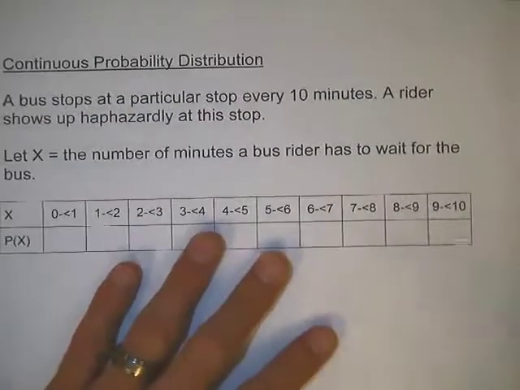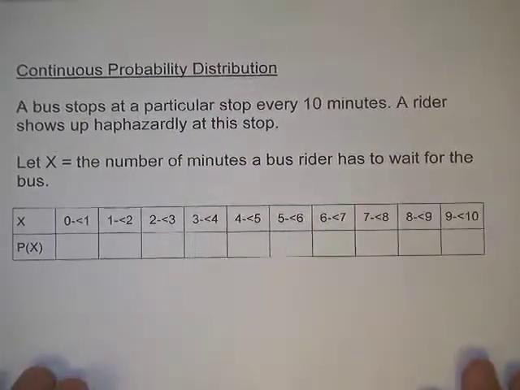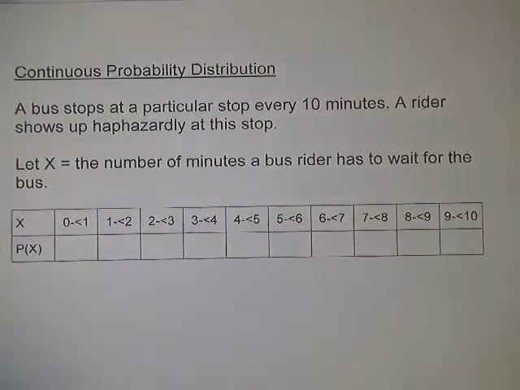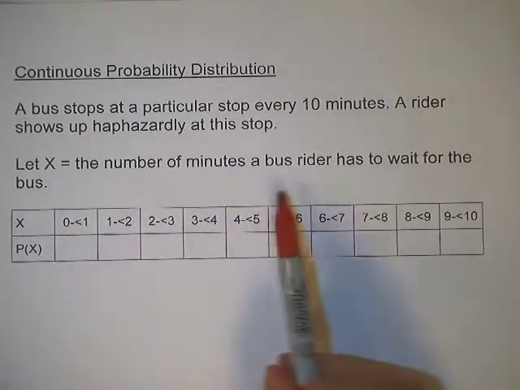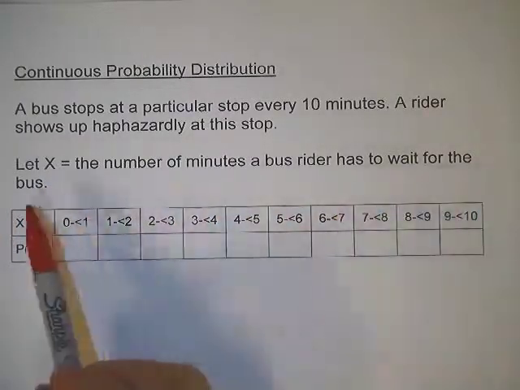And then finally, let's look at just a quick continuous probability distribution. If we look at this example, a bus stops at a particular stop every 10 minutes. A rider shows up haphazardly at this stop, so not trying to catch any bus. Maybe they're out shopping and just haphazardly stopped at the stop. So what we're going to measure is the number of minutes a bus rider has to wait for the bus.